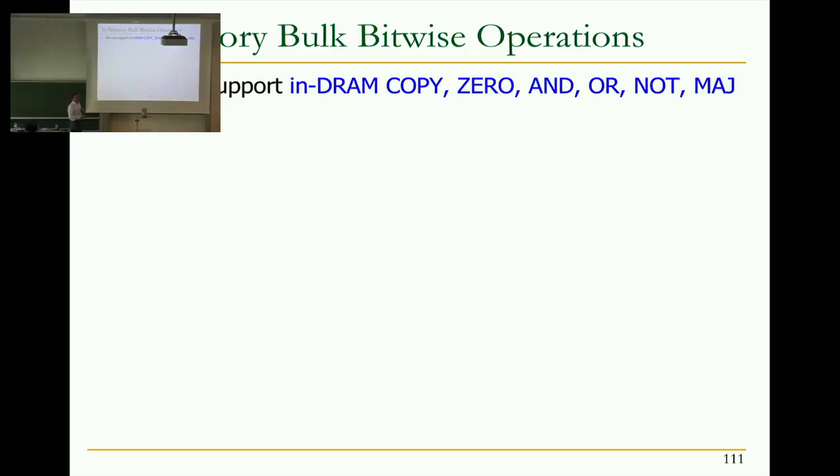Okay, I kind of cheated. I said that we're going to talk about computation, but I gave you zeroing, initialization, and copying. So how can we do more? Essentially, we can support other operations at low cost. I'm going to talk about that. But for that, I think you need to go into the analog computation capability.